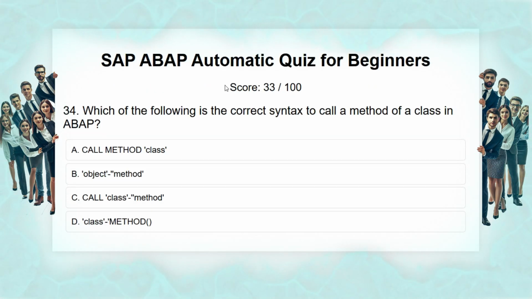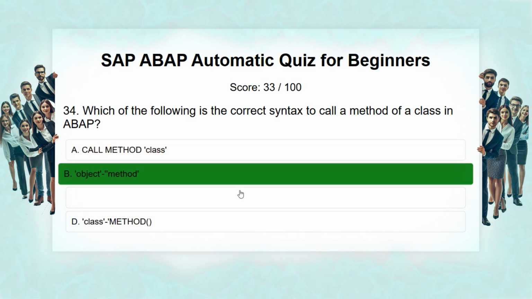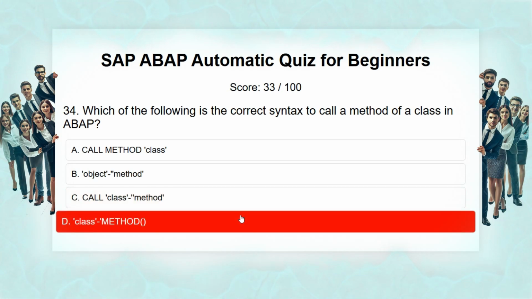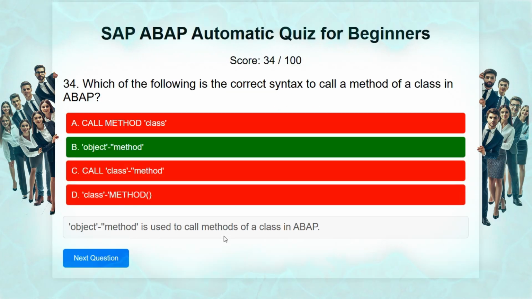34. Which of the following is the correct syntax to call a method of a class in ABAP? A. Call method class. B. Object method. C. Call class method. D. Class method. Correct answer. Object method is used to call methods of a class in ABAP.